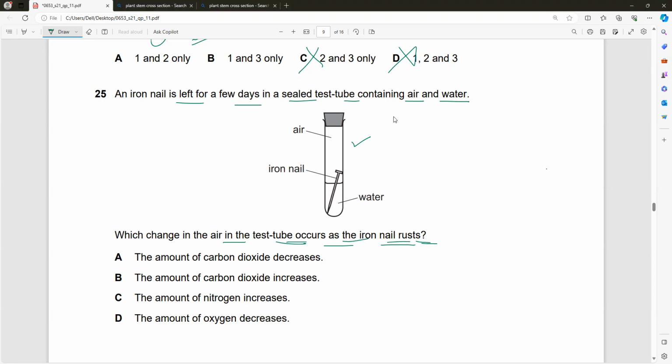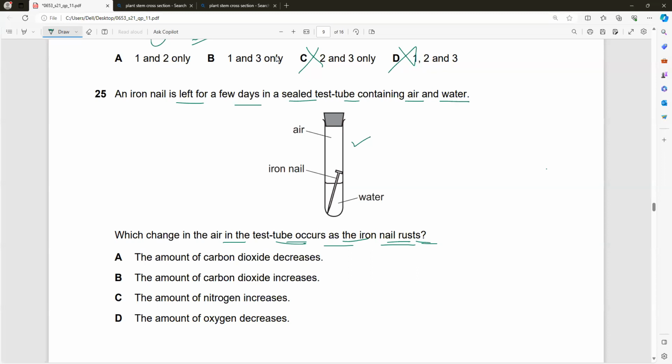The iron nail is rusting. So what will happen? There is no exchange of outside air to inside air. What is the air containing? Moist air, everything will be there. So that will decrease. The amount of oxygen decreases, the amount of nitrogen decreases, the amount of carbon dioxide decreases.